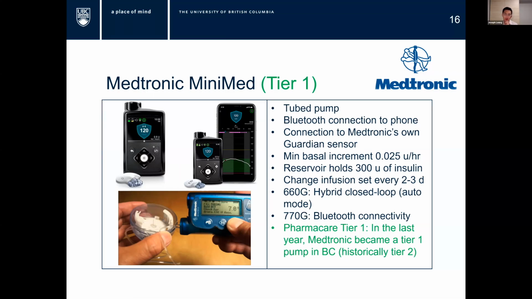We're not going to talk about automated insulin delivery in this talk per se, but we will go into some of the other manual mode settings in this talk. And as I mentioned, Medtronic is now covered tier 1 in BC.